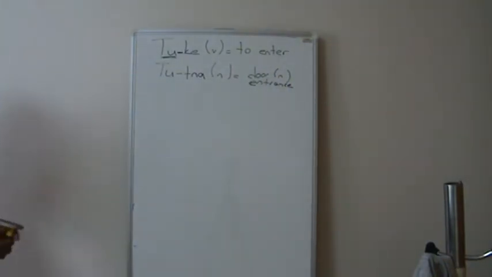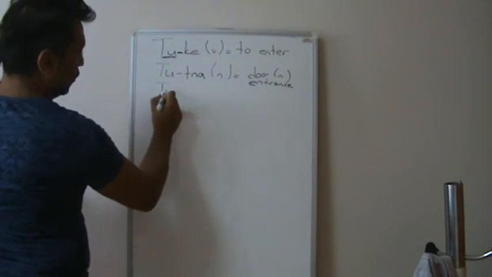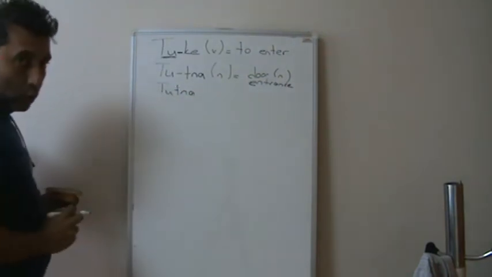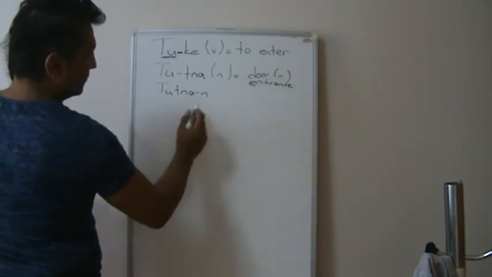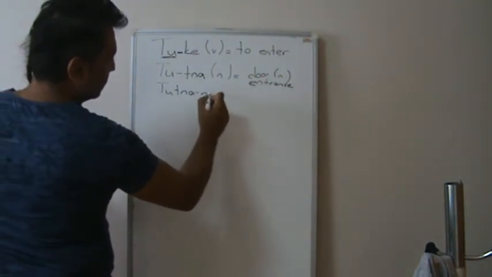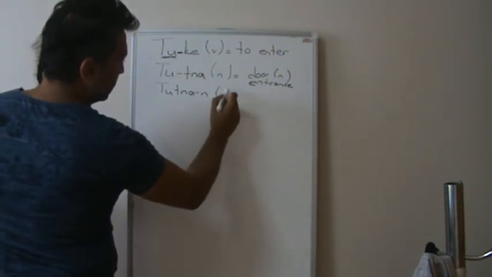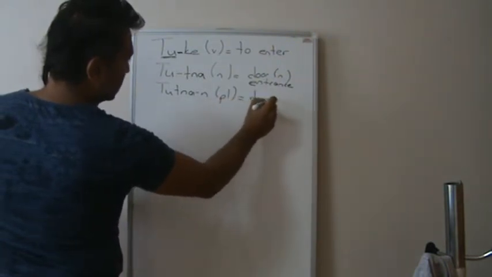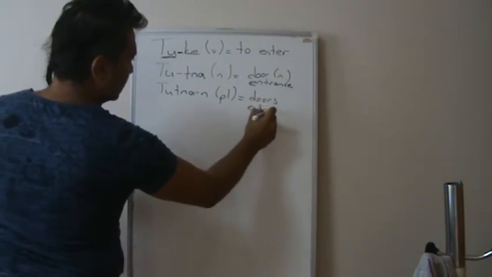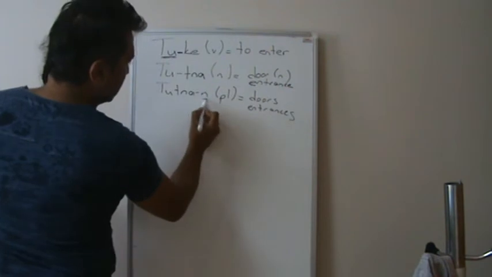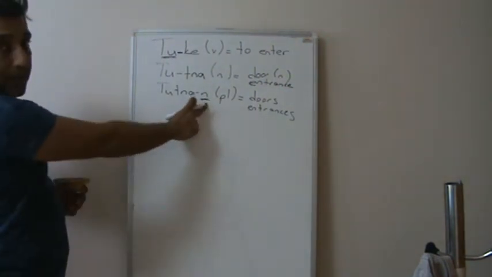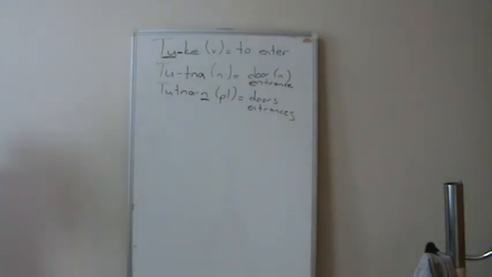So, if we want to make it plural, tutna was door. If we add an, we make it plural. So doors or entrances. So this is the plural making suffix. Tutnan. Tutna is the singular form, it means door. Tutnan means plural form, doors or the doors.